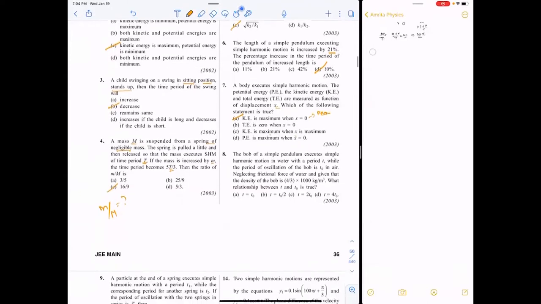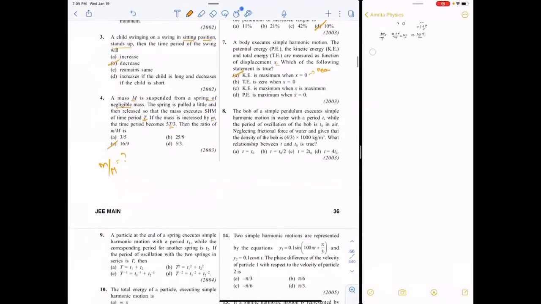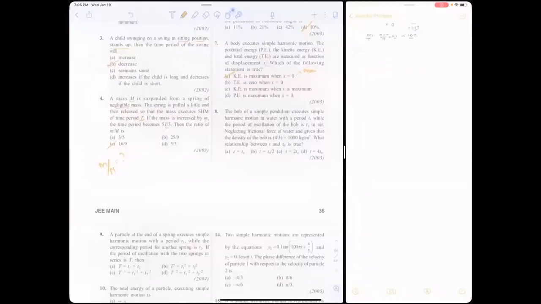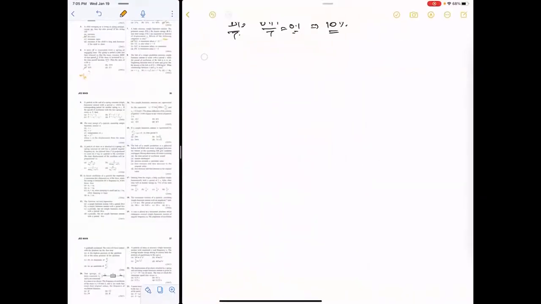Next one. The bob of a simple pendulum executes simple harmonic motion in water with a time period T. Well, the period of oscillation of the bob is T naught in air. So for a simple pendulum, again, 2π√(L/g), as I said, g effective we have to write. Neglecting frictional force of water, and given that the density of the bob is 4/3 into 1000 kg per meter cube, what is the relation between T and T naught? Wonderful question. We are doing this using buoyancy force.